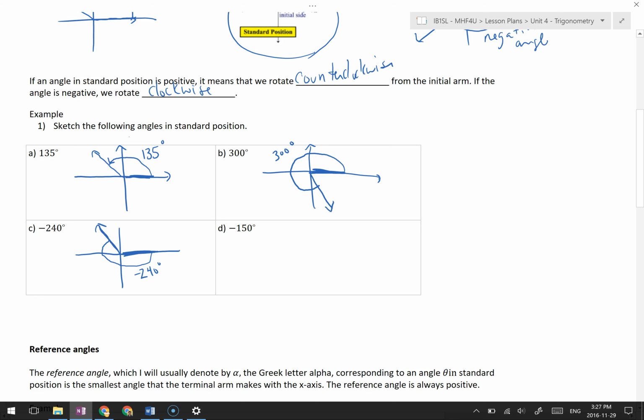And lastly, negative 150. Okay, well, very similar to the last one. Starting on the positive x-axis, I rotate past 90 degrees, but not until 180. So I get an angle here of negative 150 degrees. And just for future reference in this lesson, I'm going to refer to these as theta, which is a common variable used to represent angles. Okay, so those are angles in standard position.